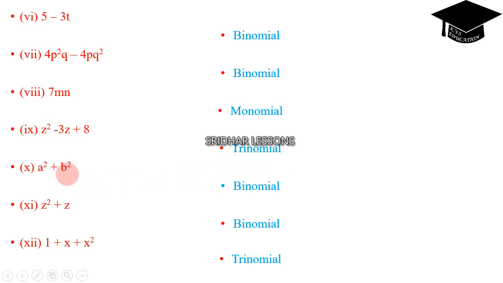Next one, a square plus b square, clearly it is a binomial. Similarly, z square plus z is a binomial. And here we have three terms, 1 plus x square, which is a trinomial. Observe this carefully. If we have only one term, a single term, it is called a monomial. If we have two terms, it is a binomial. And if we have three terms, it is called a trinomial.